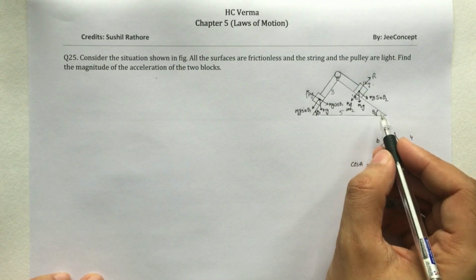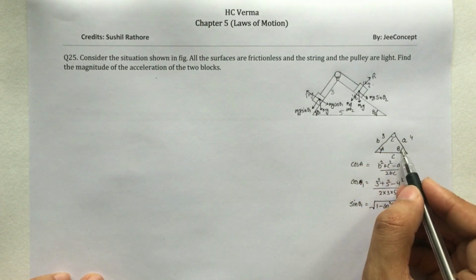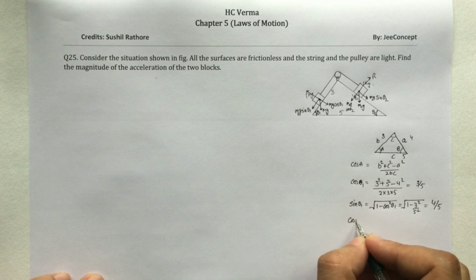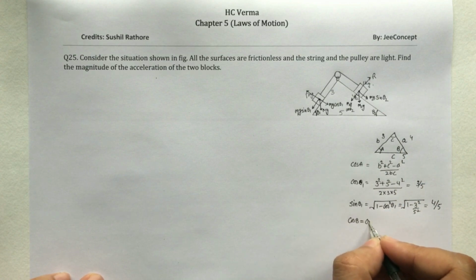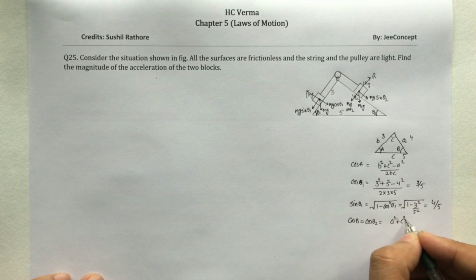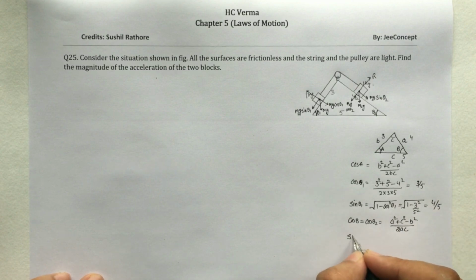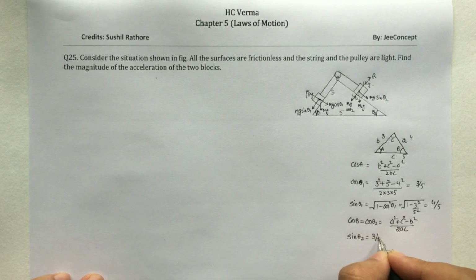Similarly, you can calculate theta 2, that means cos of B, or cos of theta 2, will become A square plus C square minus B square upon 2AC. Using this, I'll get sine theta 2 is 3 by 5.